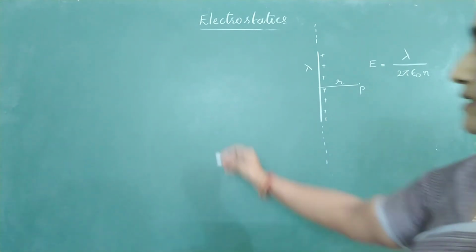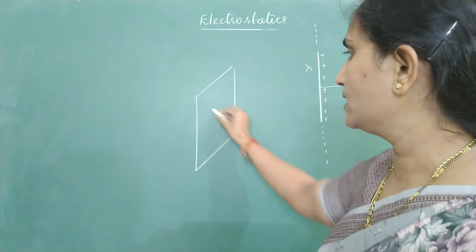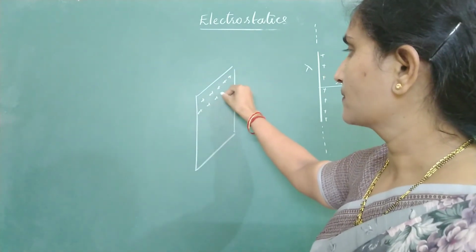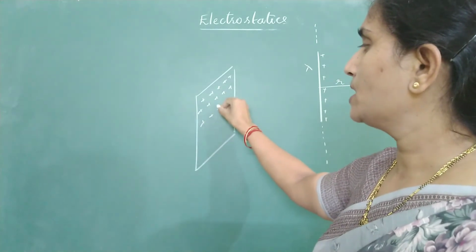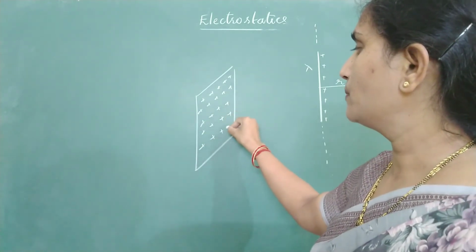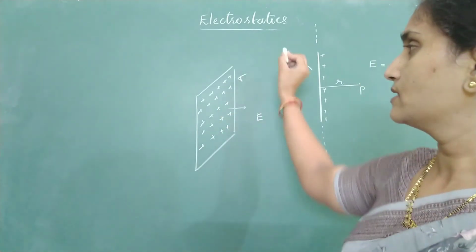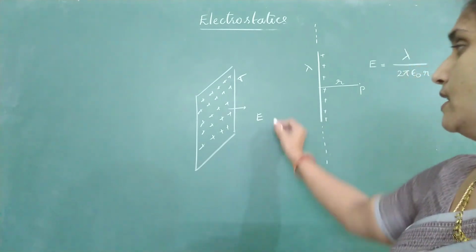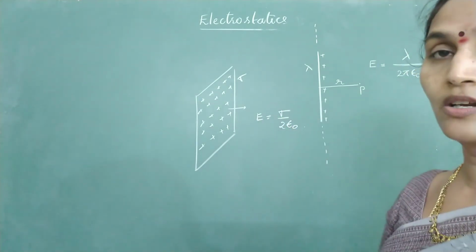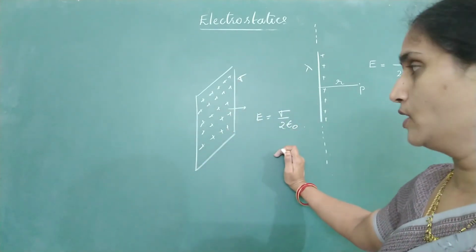Then for a large infinitely charged non-conducting plate or a plane sheet of charges, all these we have studied as applications of Gauss law. For an infinite plane sheet of charges, electric field with surface charge density sigma, E is equal to sigma by 2 epsilon naught. If it is a conducting plate, it becomes sigma by epsilon naught.